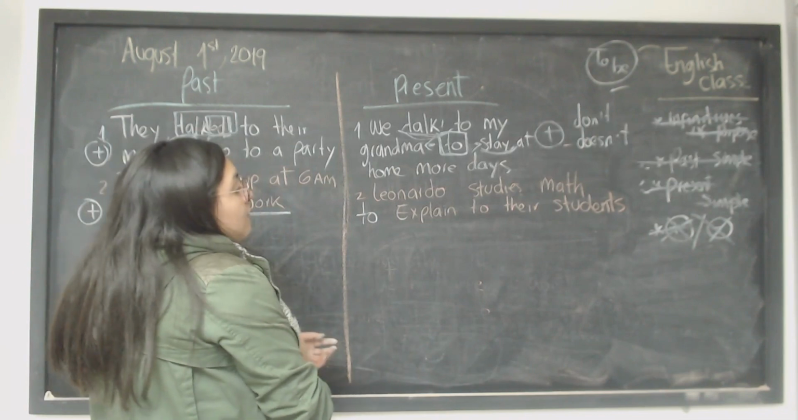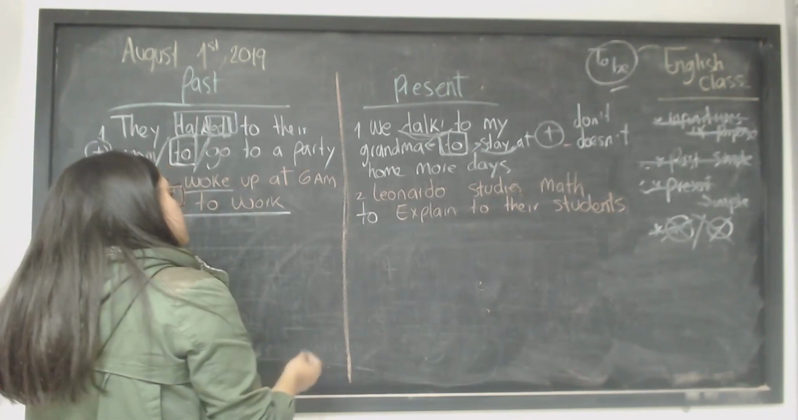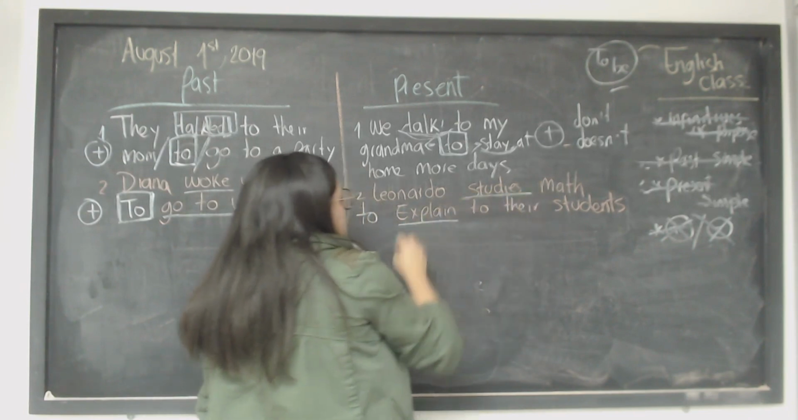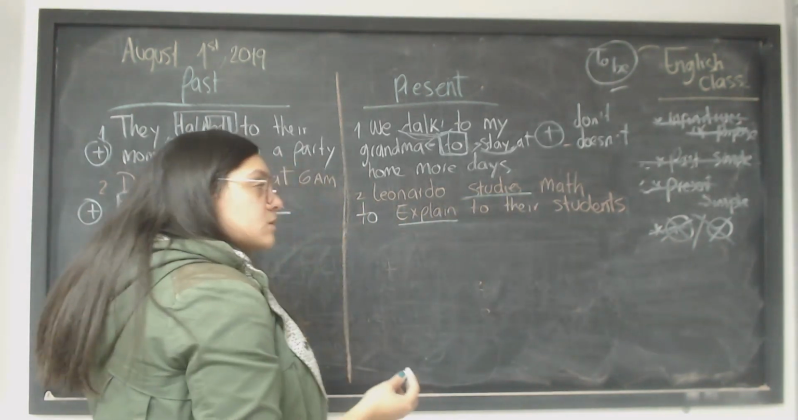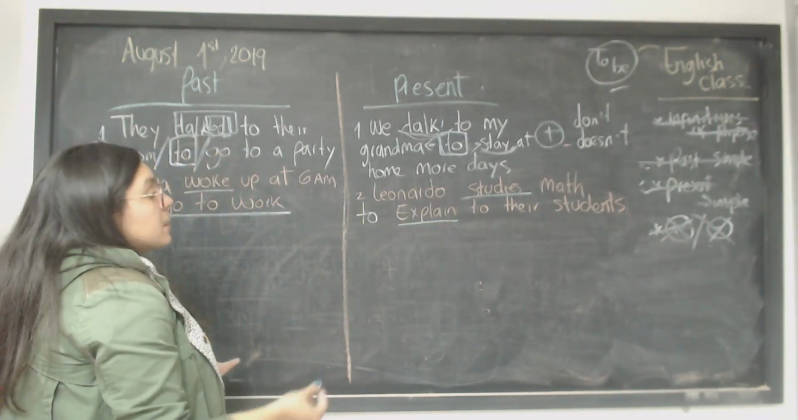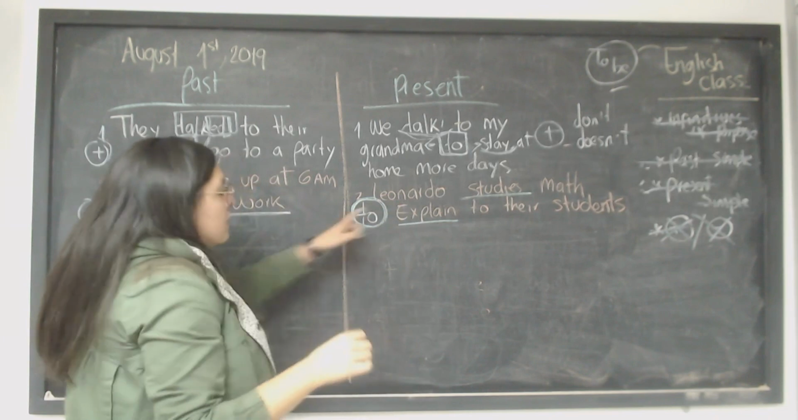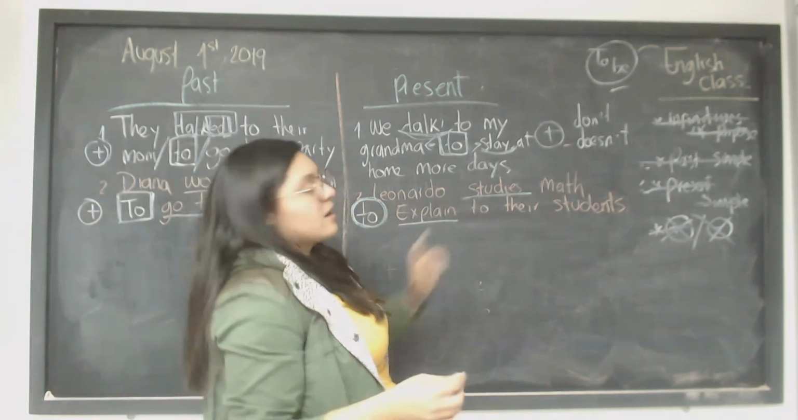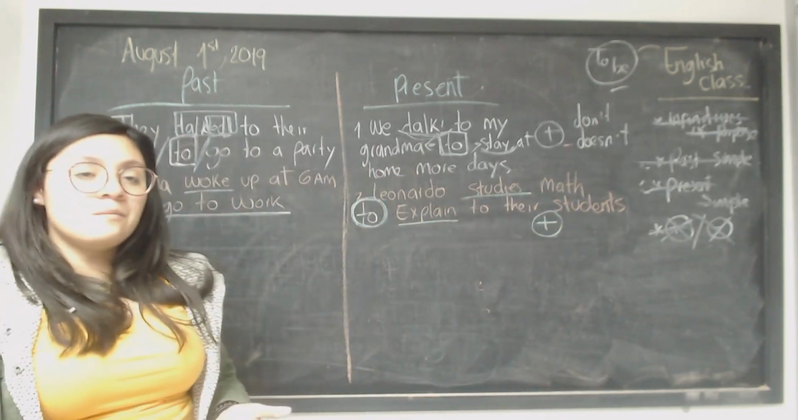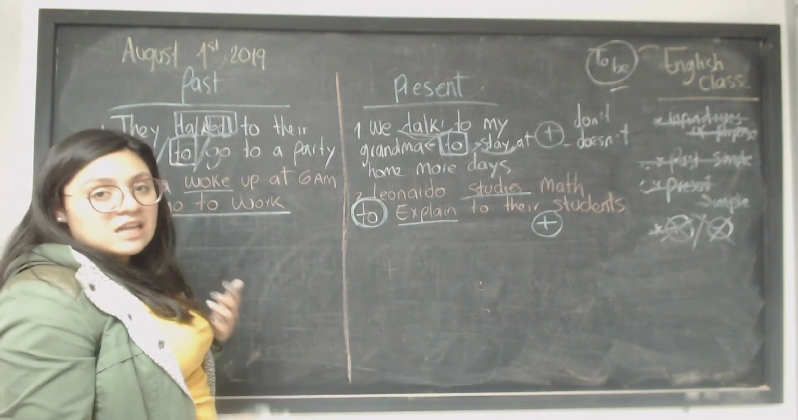And then we have Leonardo studies math to explain to their students. Leonardo estudia matemáticas para explicarle a sus estudiantes. So, we have two actions, tenemos dos acciones, or two verbs of actions, dos verbos de acción. The first one is studies, the second one is explain. Primero es estudiar, el segundo es explicar. And the connection or the reason is here. Entonces el to es mi conexión. Leonardo estudia matemáticas para explicarle a sus estudiantes. So again, we have a positive statement. Otra vez tenemos una afirmativa, okay? Let's make two more, and you're going to decide if it's negative or positive, okay?